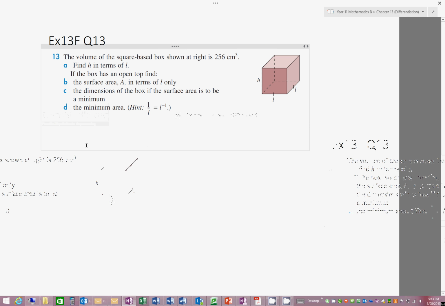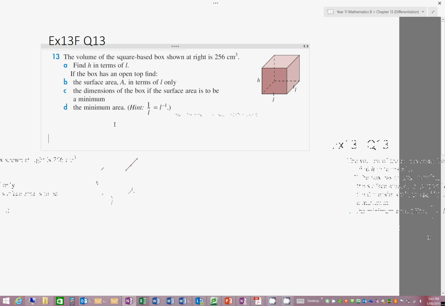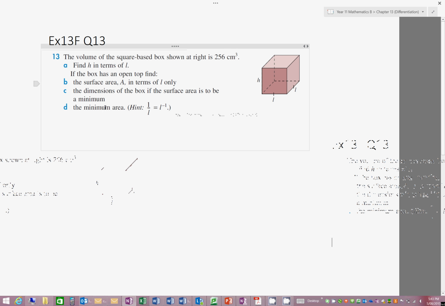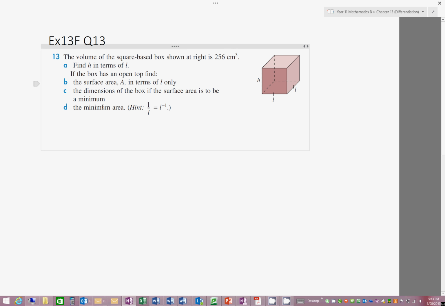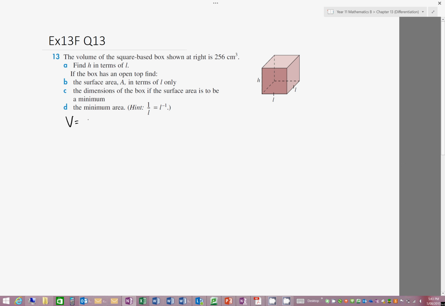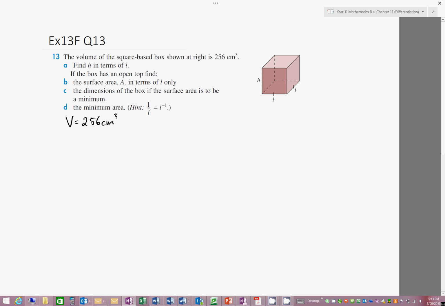Alright, Ex13F, question 13. So we've got a square base box, and we eventually want to find the minimum area. Okay, so I'll write the facts that I have. I know the volume is 256 centimeters cubed.